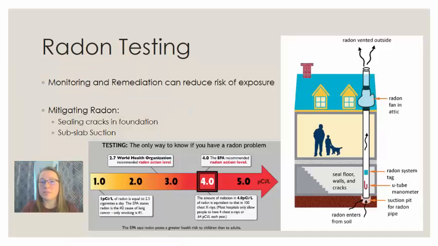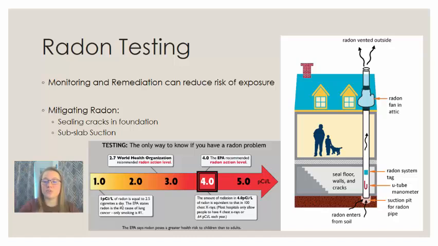But there is something you can do about this. You can test your home for the presence of radon, and you can install a radon mitigation system. Now, the word mitigation means to reduce the impact of something. So some things that you can do to reduce that risk of exposure to radon would be sealing any cracks in the foundation or walls of the basement. And you can also use what's called a slab suction system, or this radon mitigation system, and that is what is diagrammed on the right-hand side of your screen.